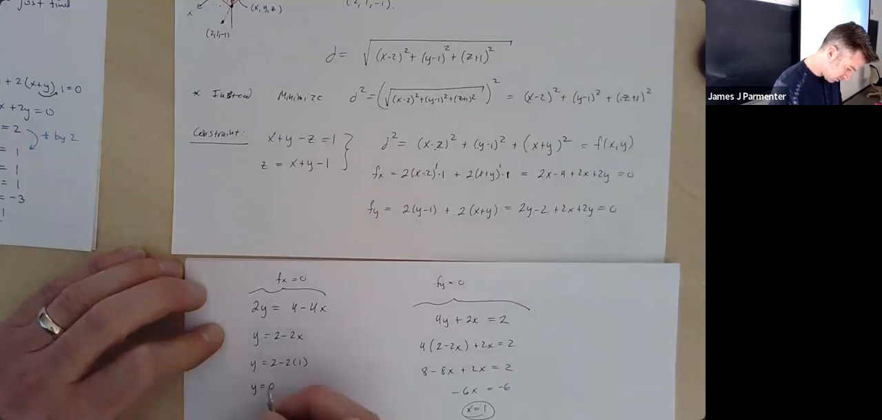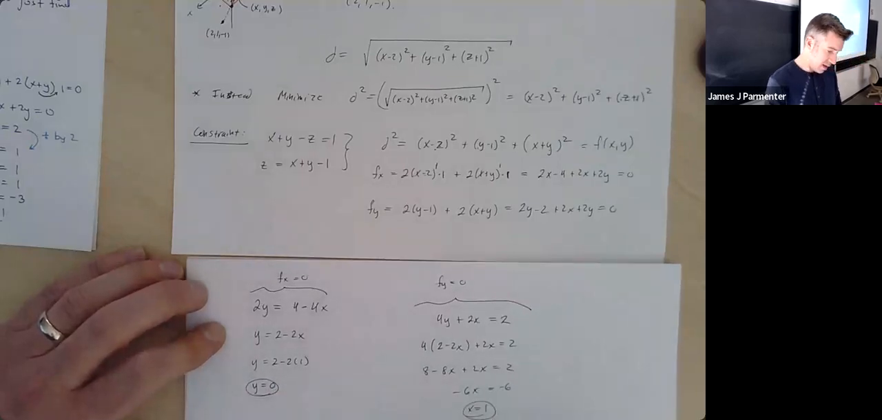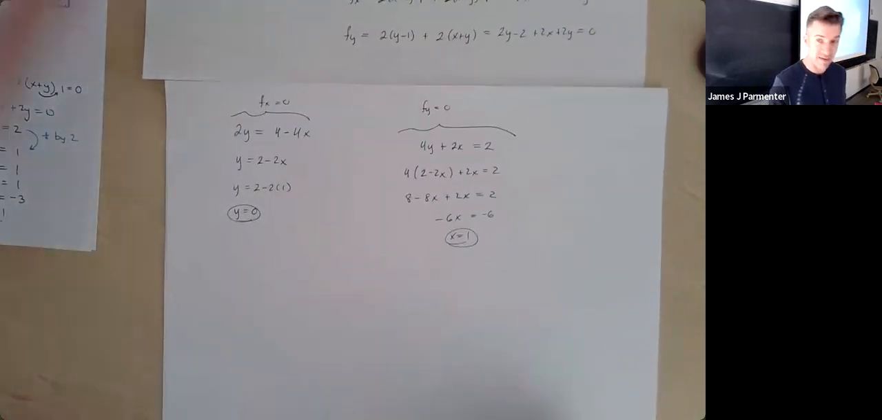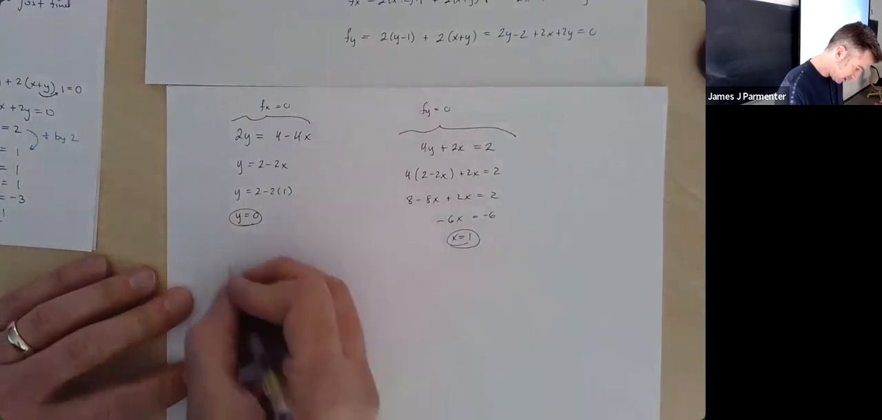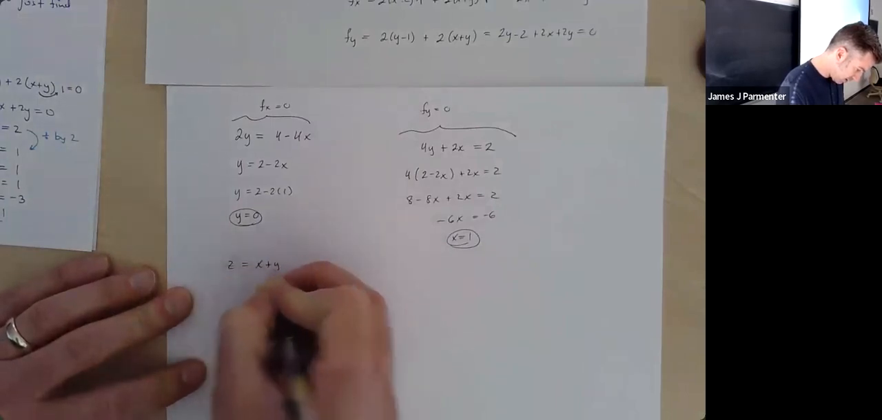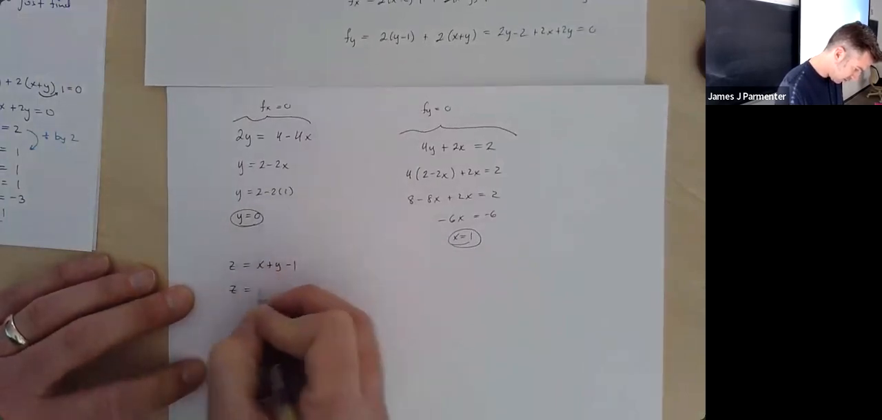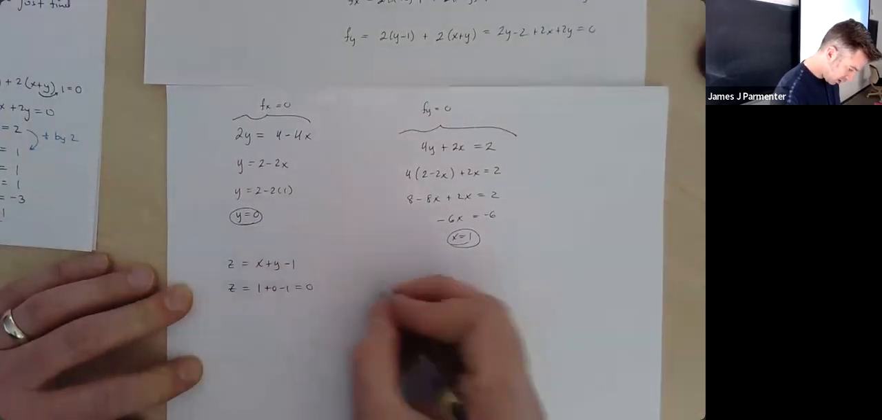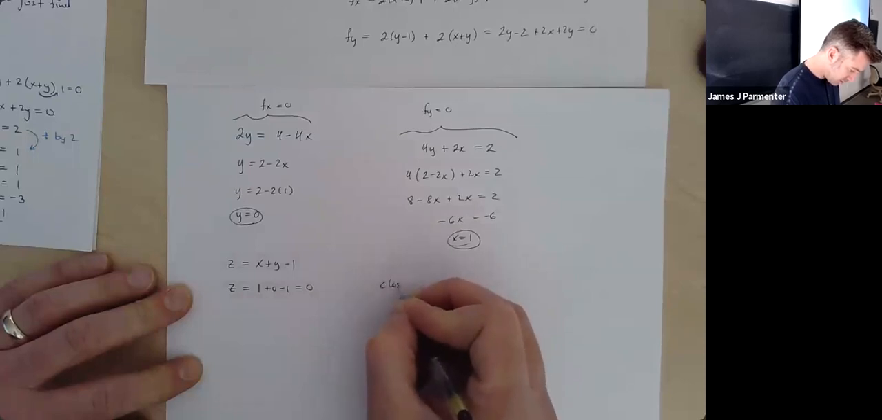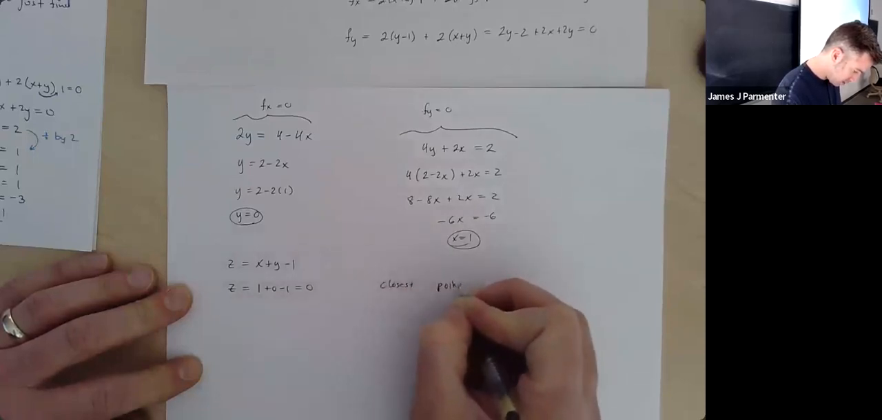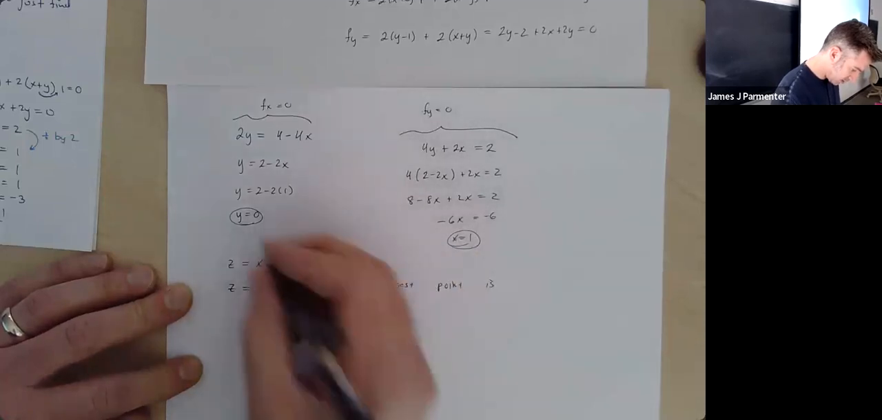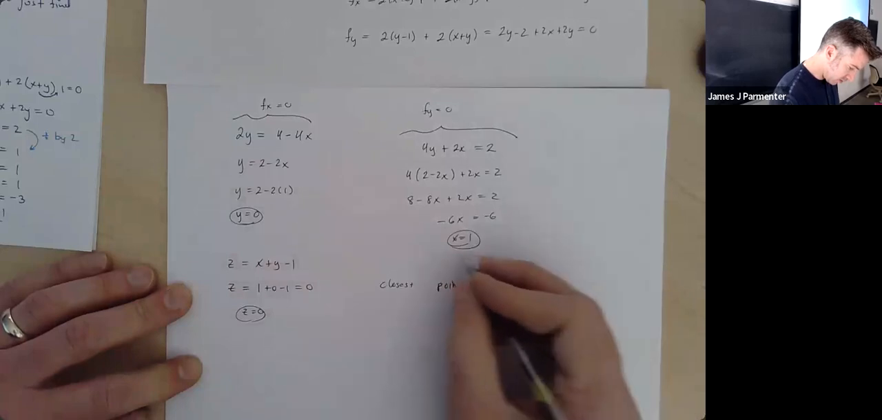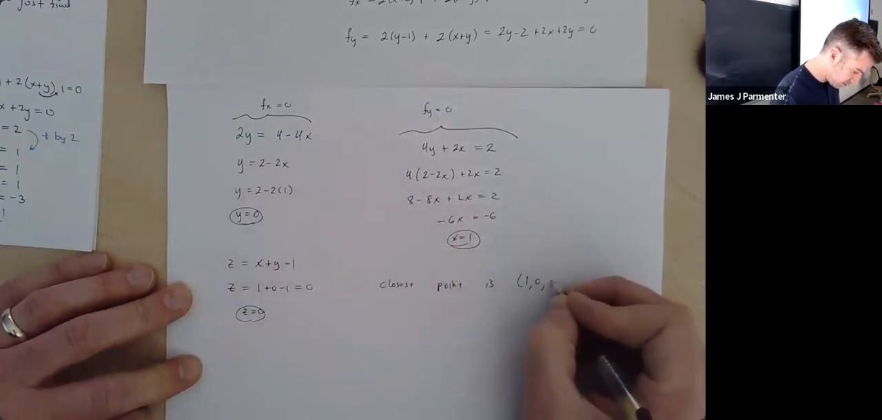So y equals 0. And then plugging that back in so I can find the other coordinate, because I like to know the coordinates, even if they're not asking for that. I know that z equals x plus y minus 1. So I'm going to get z equal to 1 plus 0 minus 1, which is 0. So the closest point is the point x is 1, y is 0, and z is 0. I think I said 1, but I meant 0.